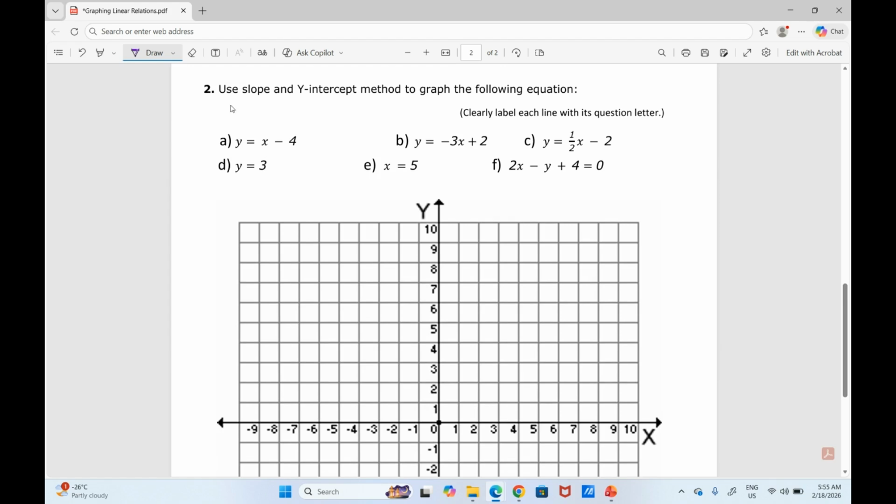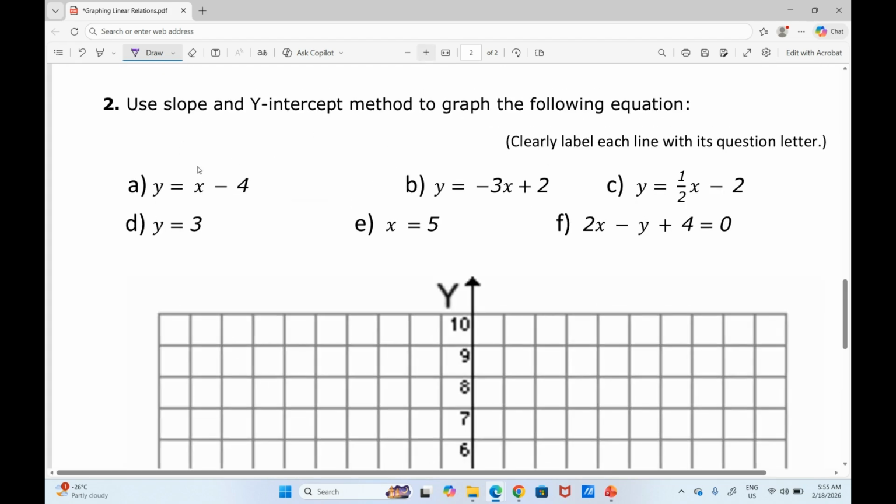Let's start. We'll solve for a first. So it looks like I got y equals x minus 4. Remember, anytime you have just x by itself, there's an invisible 1 in front of it. But in this case, I'm going to put invisible 1 over 1 because 1 divided by 1 is still 1.